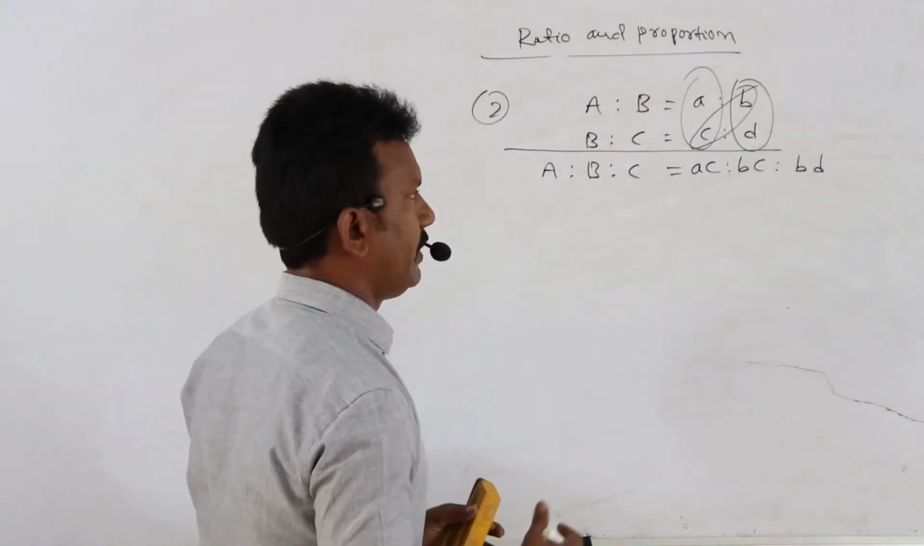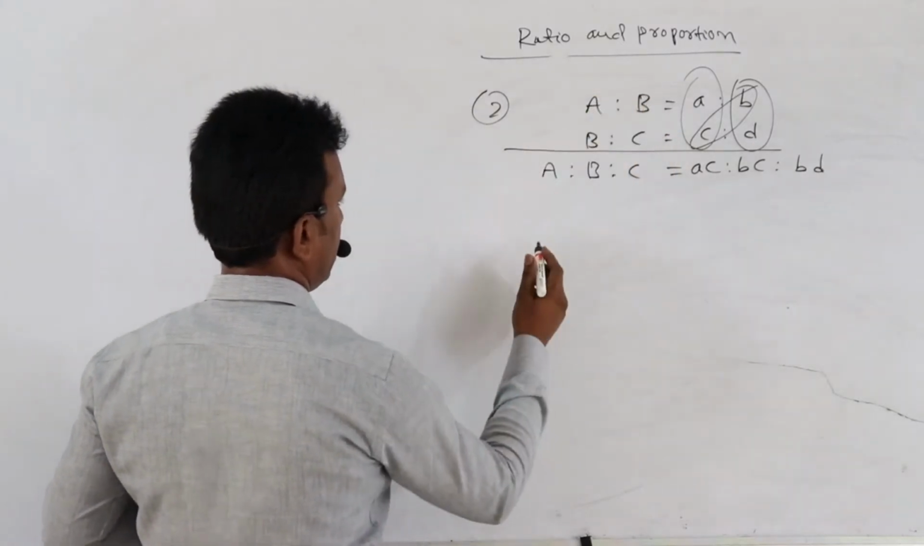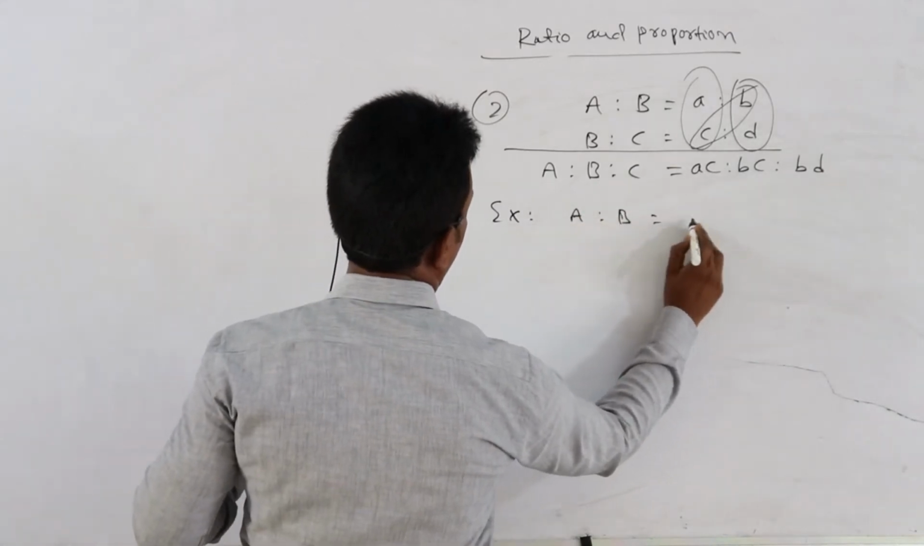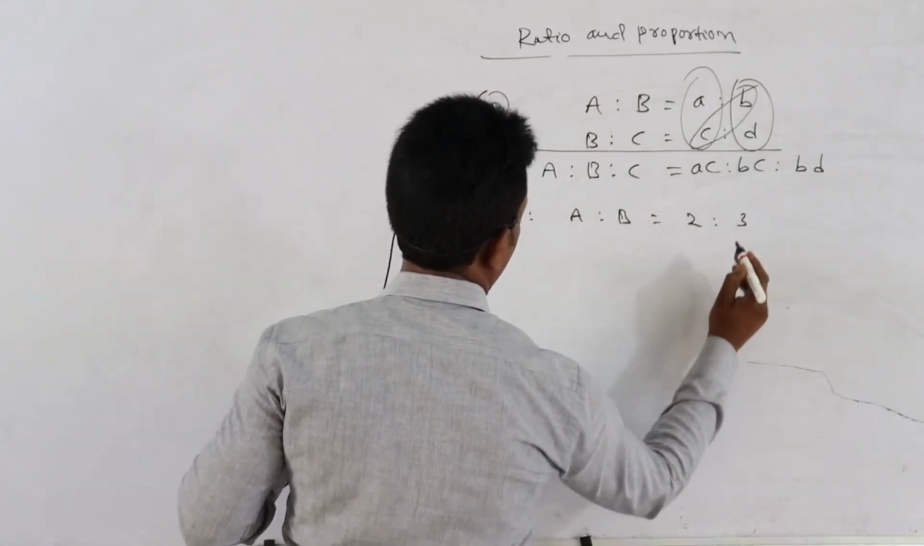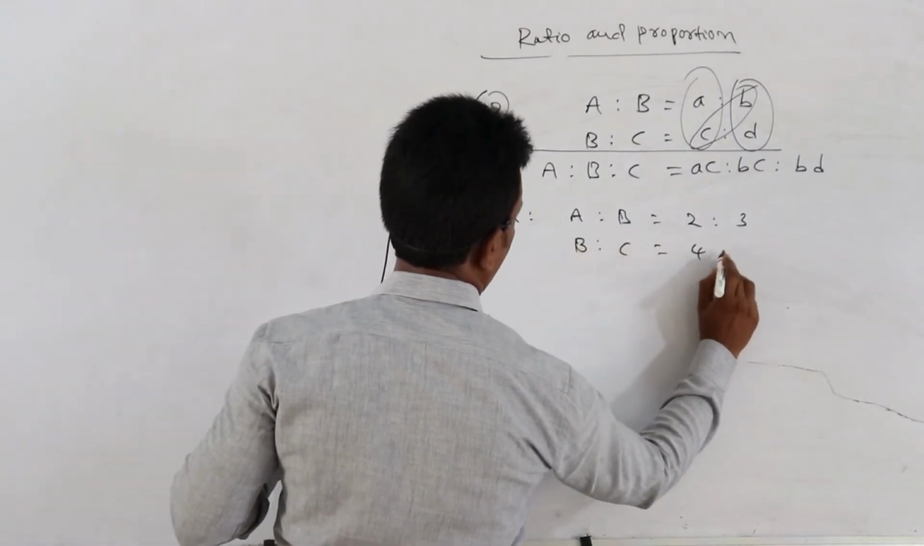So check with one example. We are checking one example of this shortcut. Example: A is to B equal to 2 is to 3, and B is to C is equal to 4 is to 5.